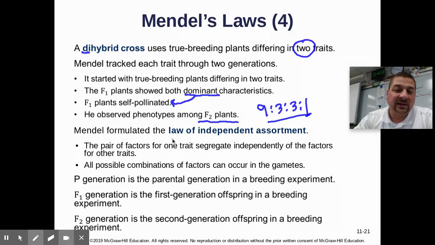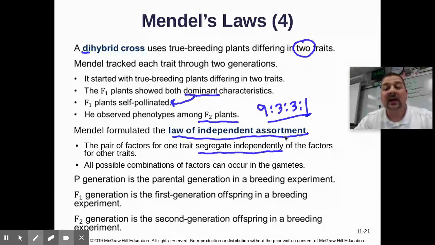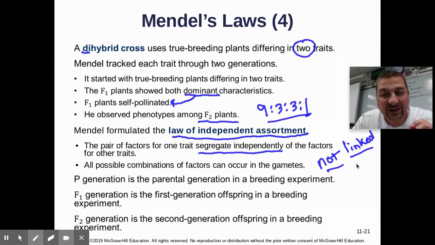So he formulated the law of independent assortment. This just said when you're following two or more traits, those traits segregate independently of the factors from the other traits. So you can get all possible combinations of gametes. And this is where I mentioned in the last video that Mendel was lucky and that none of the traits that he picked were linked. None of them were on the same chromosome.